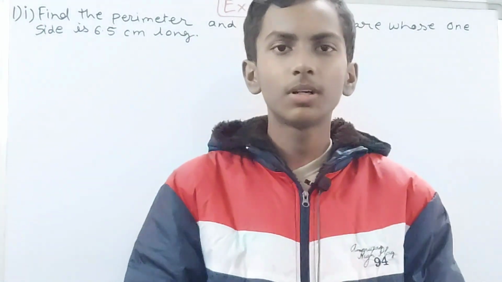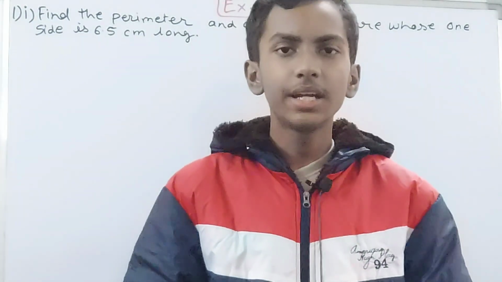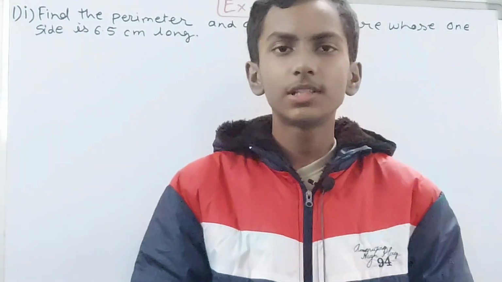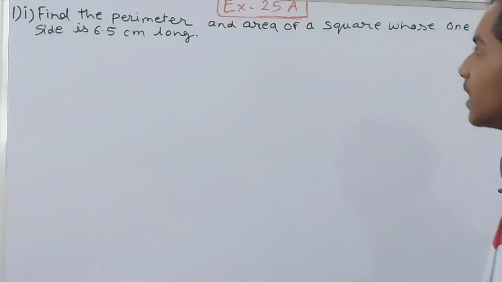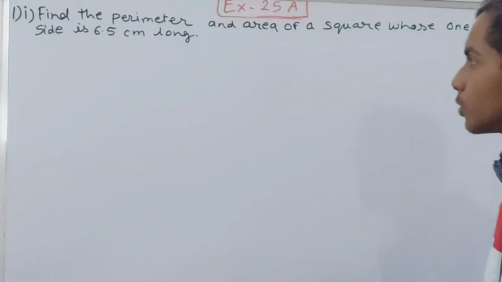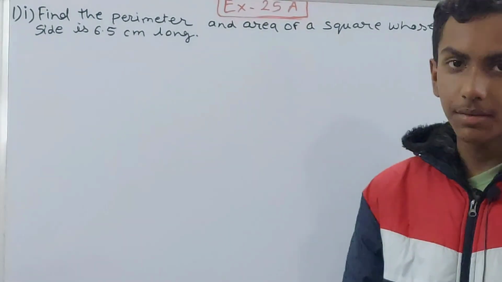In this video we are going to solve ICSE Mathematics Class 8 Chapter 25 Area of Rectilinear Figures Exercise 25A. Question Number 1. This is saying find the perimeter and area of a square whose one side is 6.5 centimeters long.